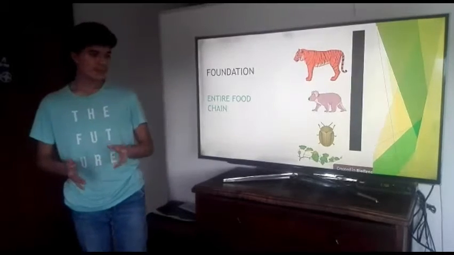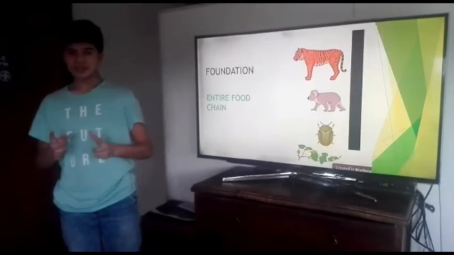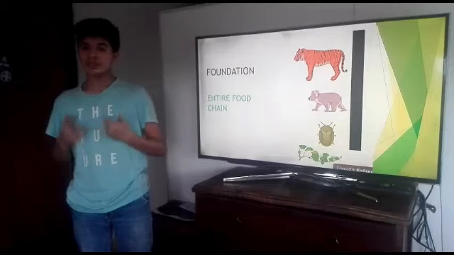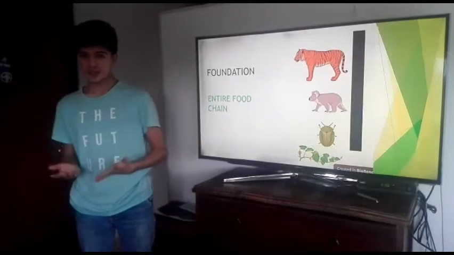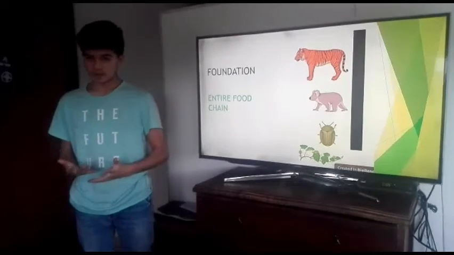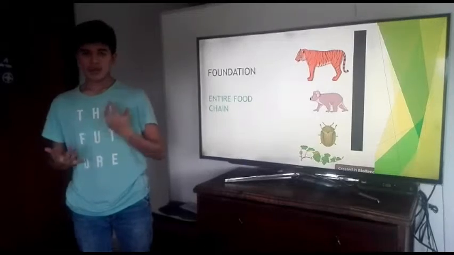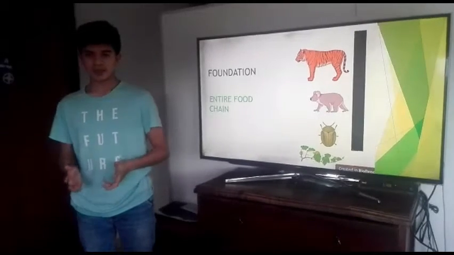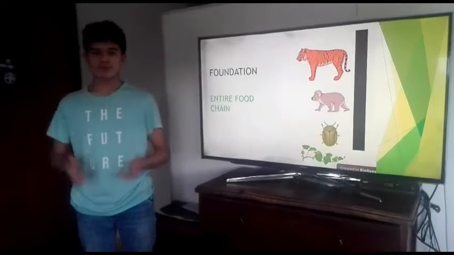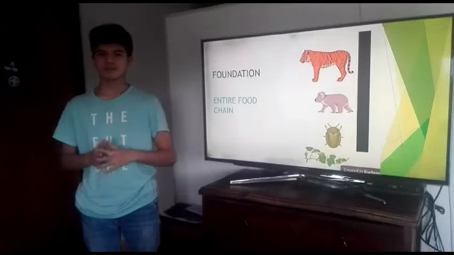We can see in this example that the insect eats the plant, obtaining its energy. The koala eats the insect and the tiger the koala. With this, we can conclude that the tiger obtained the energy of the plant previously taken by the insect.